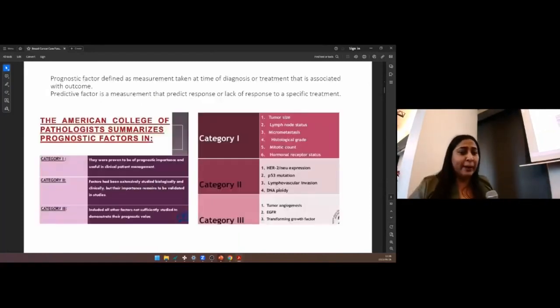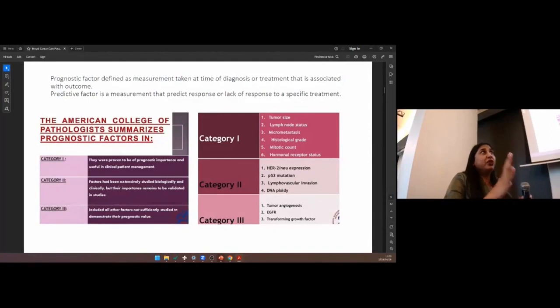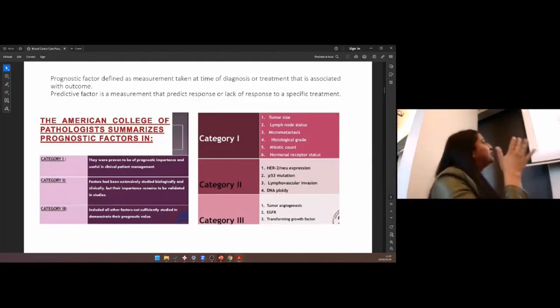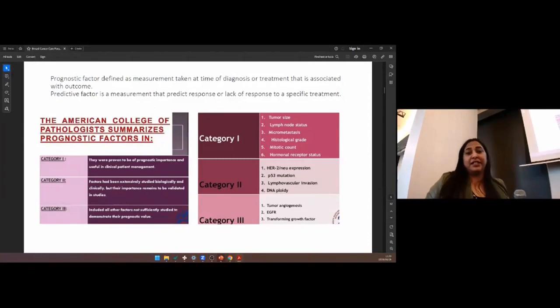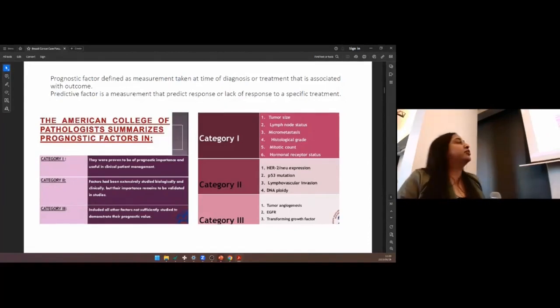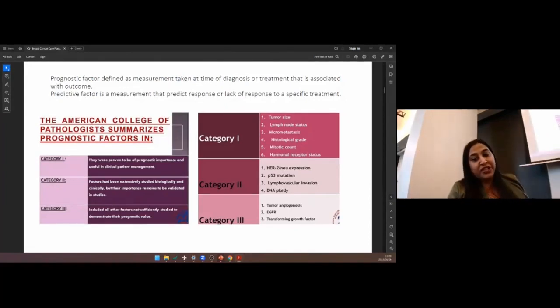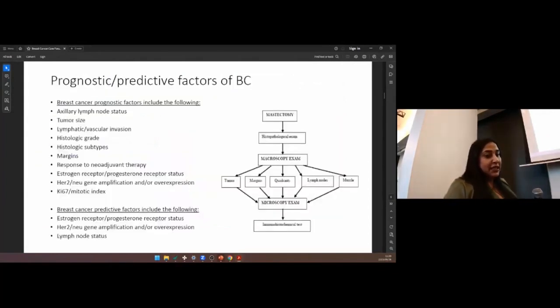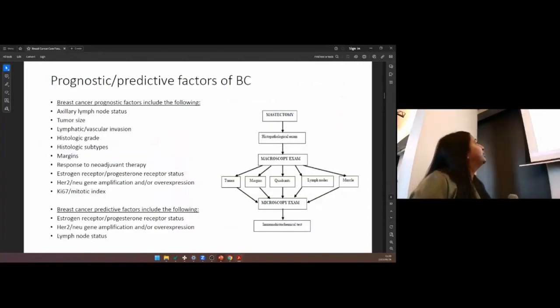There are certain prognostic factors that go into the categorization and the risk factors for breast cancer. I'm just going to go over these briefly. There are categories 1, 2, and 3. In the first category are the obvious things like tumor size, lymph node status, micrometastasis, histological grade, mitotic count, and the hormonal receptor status. Then we go on to HER2/neu expression, P53 mutations, and lymphovascular invasion. These are the predictive and prognostic factors of breast cancer.